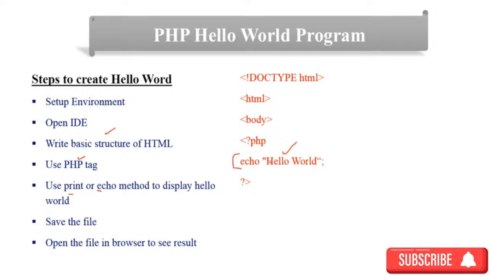So anything you write in double quotation marks and end with a semicolon will display to the user. So you can write anything else. In this case we want to display only hello world. And then close body and HTML.